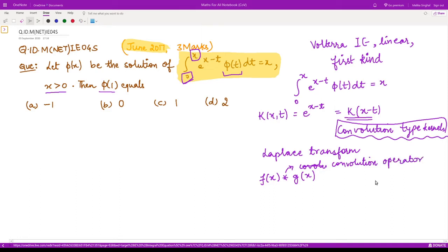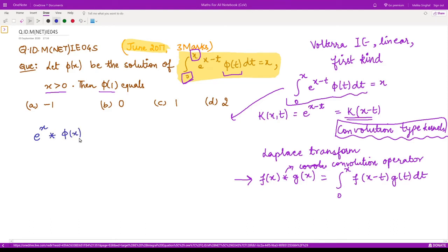Then it could be written as the integration from 0 to x of f of x minus t, g of t dt, right? So this is the definition of the convolution operator. Here you see in our equation we have this kind of thing with us. So the equation could be written as e to the power x convolved with phi of x is equal to x. No problem in that because this is the definition.